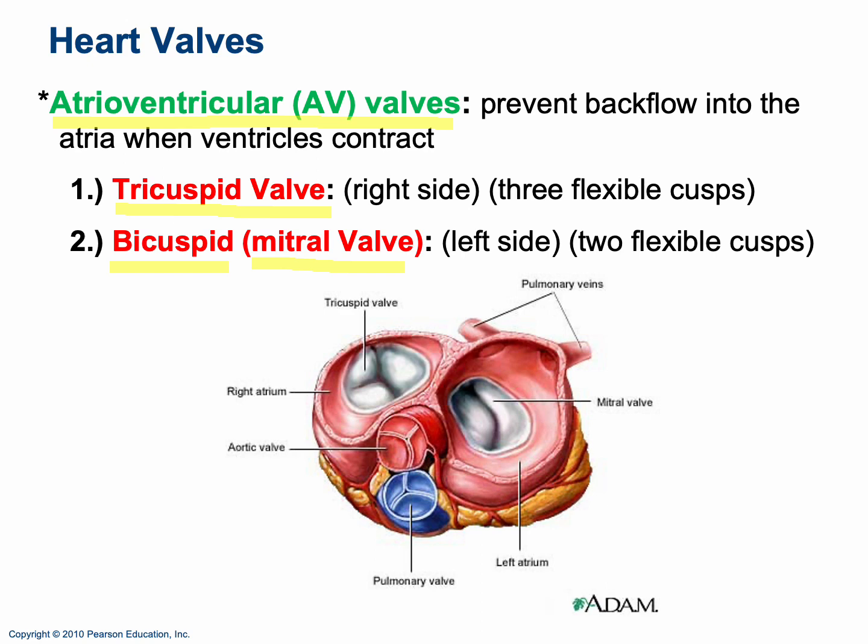The tricuspid valve is found on the right side of the heart. So that's going to regulate blood flow from the right atrium to the right ventricle. It contains three flexible cusps, hence the word tri. The bicuspid valve, or mitral valve, is found on the left side of the heart, and it contains two flexible cusps. So, bi referring to two.